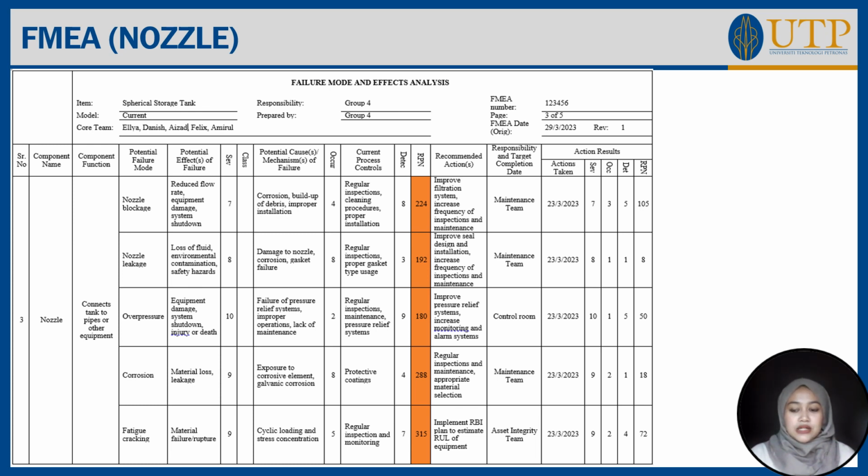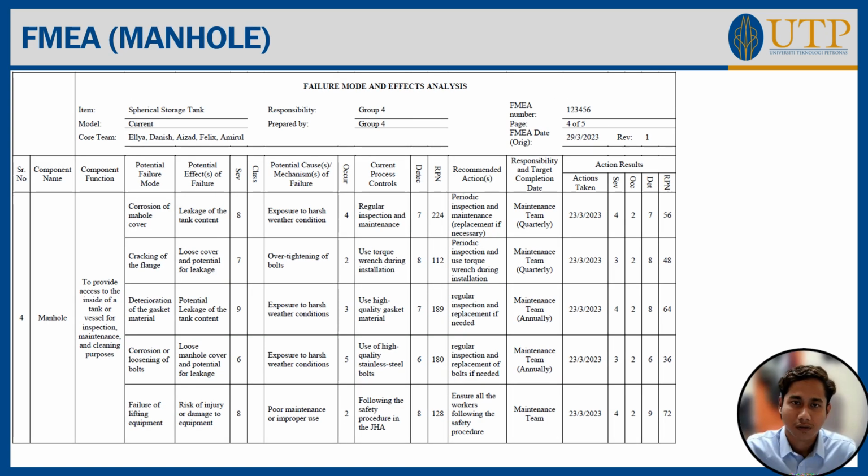From this, we can see that a mitigation action is proposed in terms of implementing an RBI plan to estimate the remaining useful life of the equipment. From this, it can reduce the RPN value from 315 to 72. Also, we can note that other failure modes that can happen at the nozzle are nozzle blockage, nozzle leakage, overpressure, and corrosion.